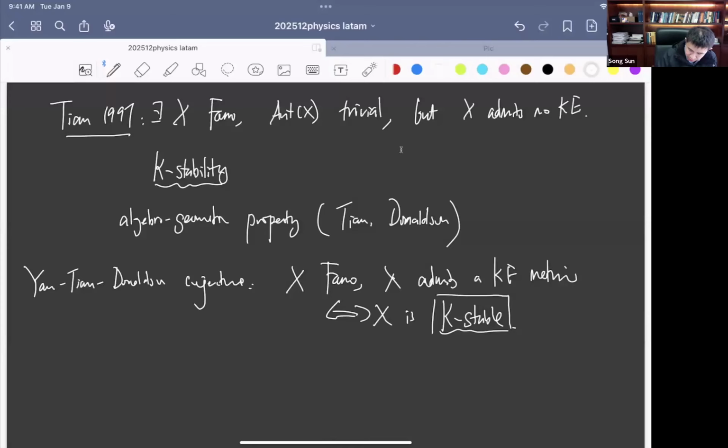But then the point is that this direction, the easier direction, was known by Tian himself, and then Stoppa, Berman, in a lot of generality. This was already much older, more than 10 years ago, and the other direction was proved by joint work with Chen and Donaldson.